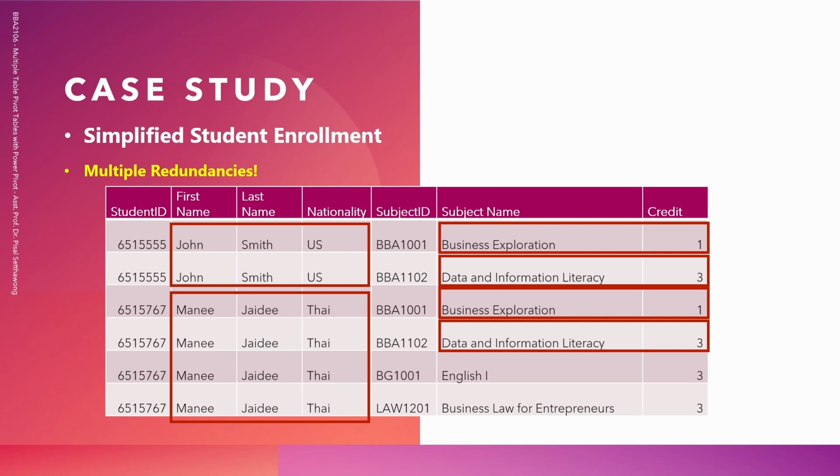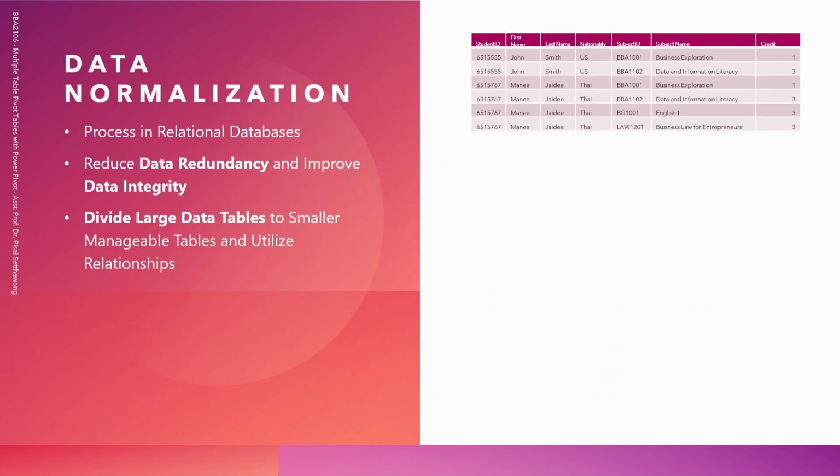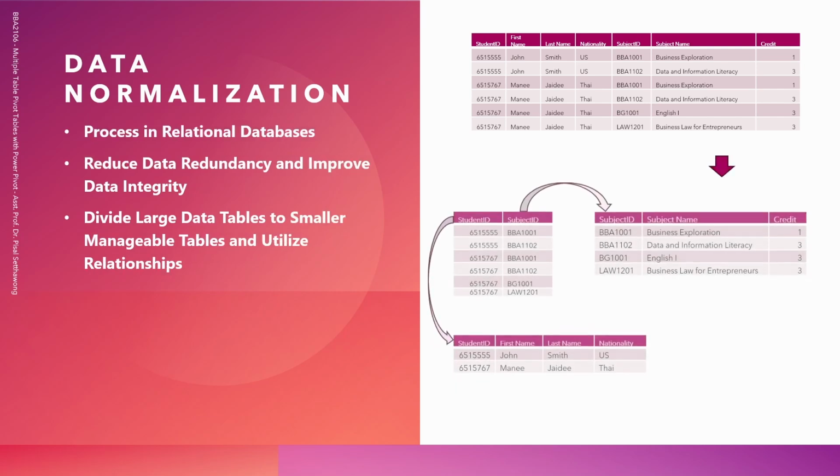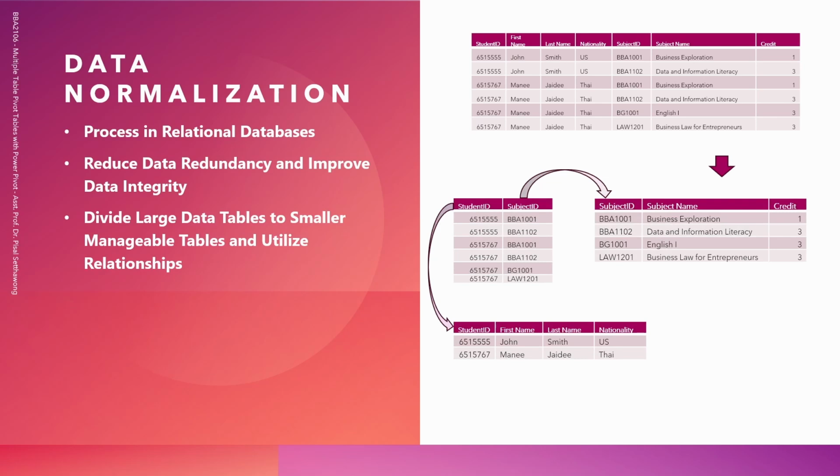So, how do we solve these issues in a relational database? In relational database, they actually will use a process which is called data normalization. This is a process that is done to reduce the data redundancy inside the data and improve the data integrity when you're updating the data. The idea behind is very simple. We divide larger data tables into smaller manageable tables and utilize relationships.